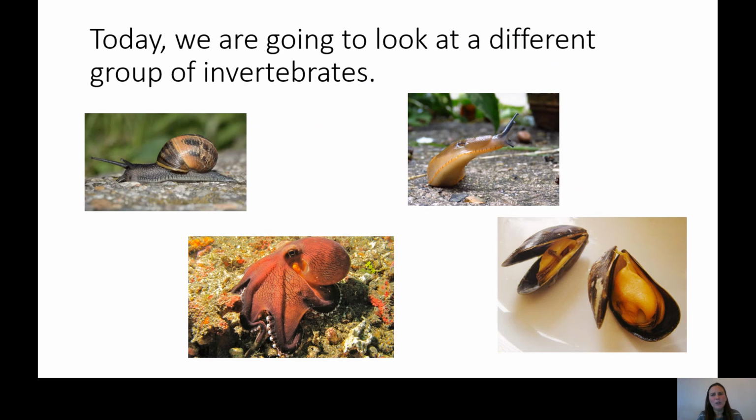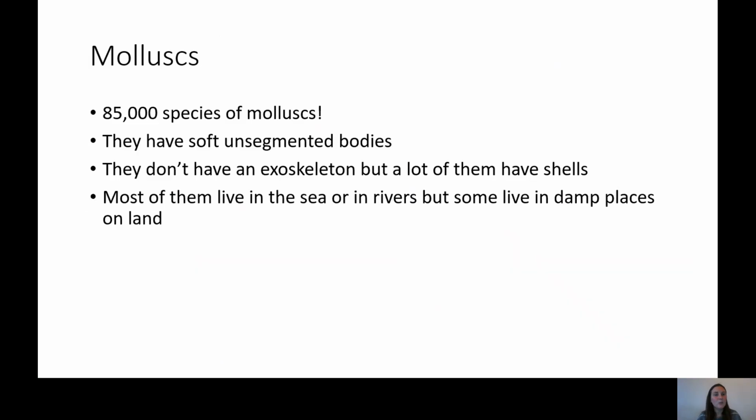Does anyone know what all these type of invertebrates are called? They've got a special name. Does anybody know what they might be called? It's quite a tricky one, so I'm going to tell you. They are all called mollusks.